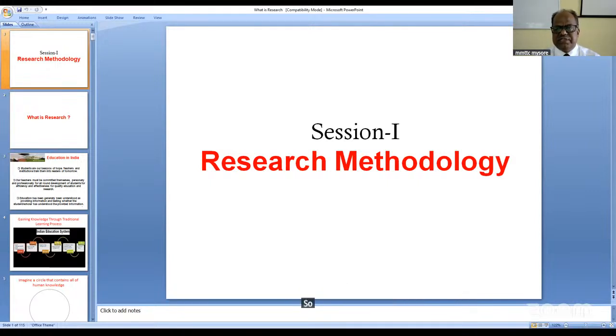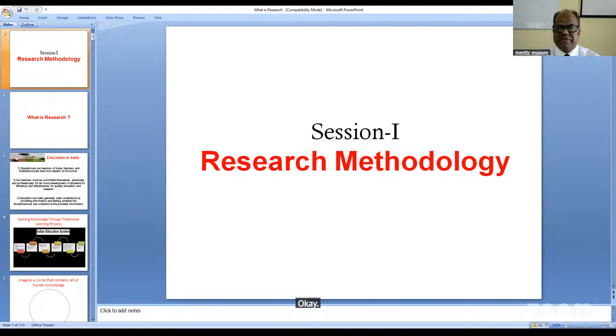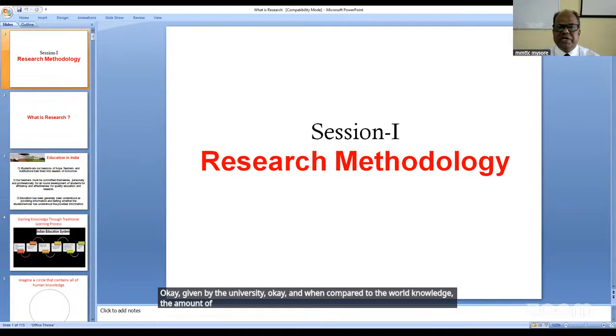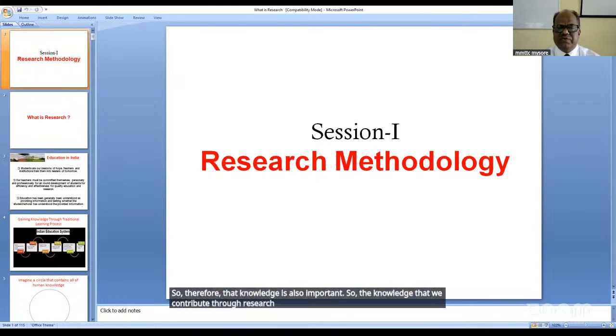So when compared to the world knowledge, look at the amount of knowledge that we gain. Though it is the highest degree given by the university, when compared to the world knowledge, the amount of knowledge that we contribute is very, very negligible. But still, it is very important, because we do contribute a little bit to the existing knowledge. So that knowledge is also important. The knowledge that we contribute through research is very, very important.